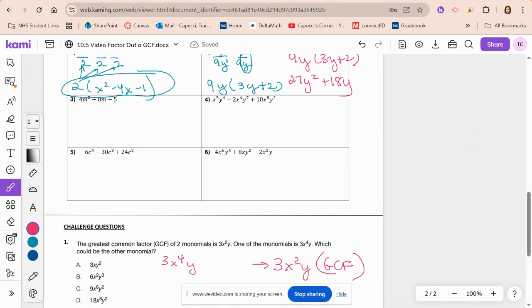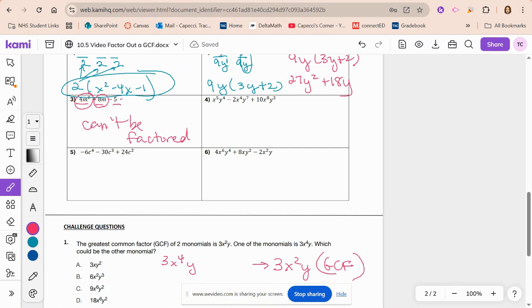As we keep going, let's look at number 3. I have a 4, an 8, and a 5. There's no number that goes into all 3 of those. Then I look at my variables. I have an m squared here, an m, but I don't have any m. So I can't pull out an m either. In this case, this one can't be factored. Nothing else I can do with that.